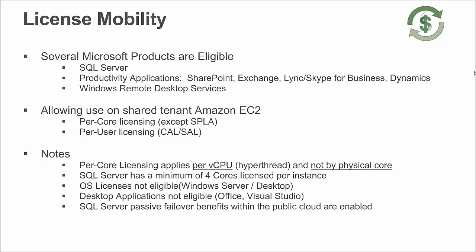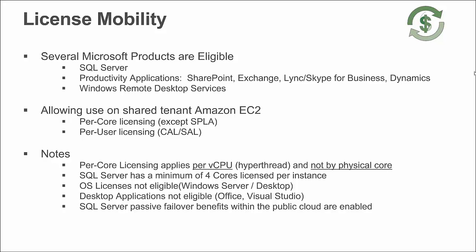So the shared tenant model with the Elastic Compute Cloud does allow for per user as well as per core licensed products. But we're going to talk through the differences of a core and a virtual CPU or vCPU. Products like SQL Server are licensed by hyperthreads, not by physical core. So I have a chart in a little bit here where we're going to show you the number of cores that you may need to bring over as you're deploying a product like that. So it's just something to keep in mind.